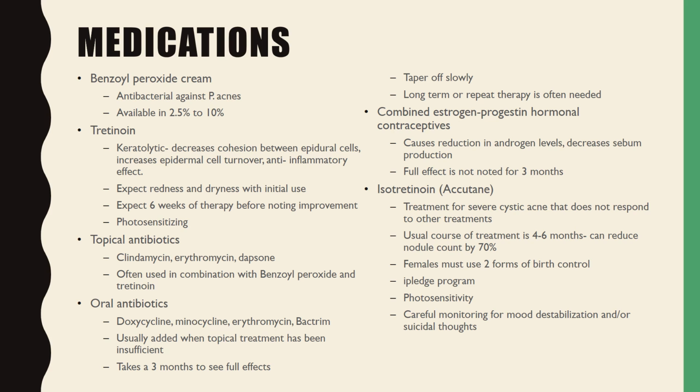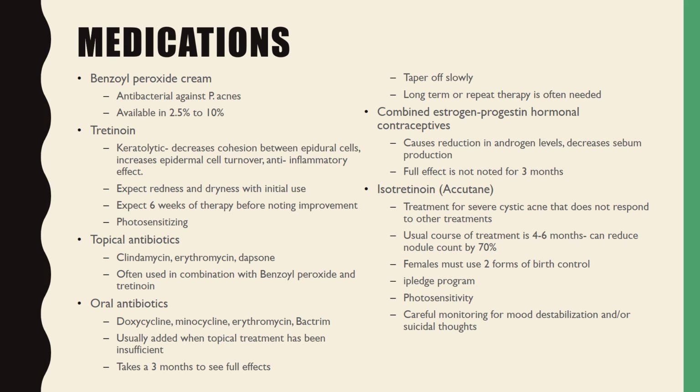Combined estrogen, progesterone hormonal contraceptives, so the pill, can be really useful in adolescent females that have pretty severe acne, because it can help regulate those androgen levels and decreases sebum production. The full effects are not noted for 3 months, so educate that they need to continue on this. And the last thing there is your Accutane. This is treatment for severe cystic acne that does not respond to other treatments.